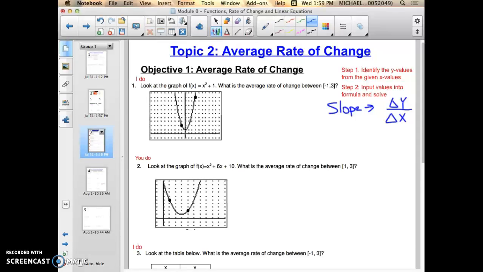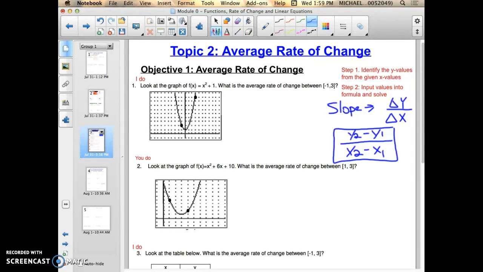This formula you will have to memorize for this class, because you're going to see this a lot moving forward, finding the average rate of change. It's going to be y2 minus y1 over x2 minus x1. So you need to find 4 values to input into this formula. Please write that formula down and memorize it. It is necessary for this class.